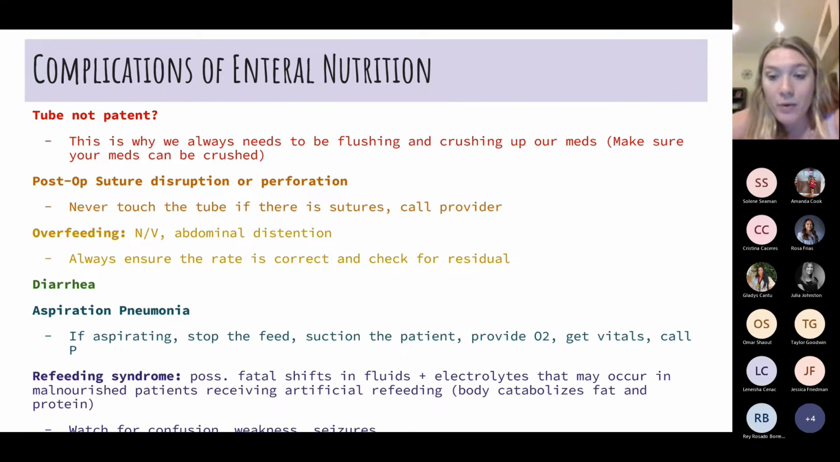Aspiration pneumonia is a big one. If you notice your patient aspirates, the first thing we do, we turn off the feed, suction them, give them some oxygen, full set of vitals, call the provider.